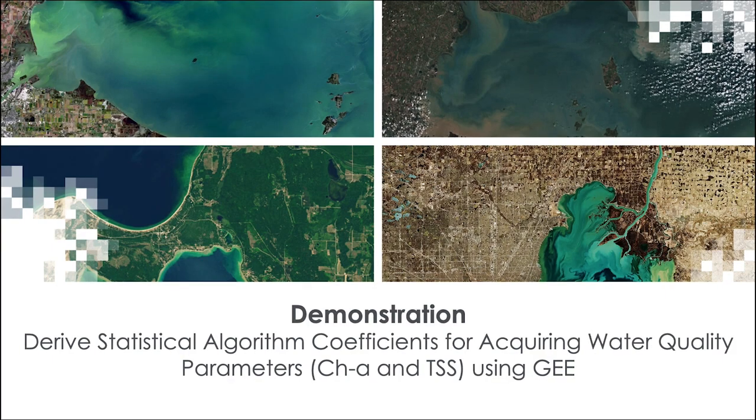Thank you so much, Sean, for the demonstration of deriving statistical algorithm coefficients for getting water quality parameters. And also, thank you for walking us through the script in GEE line by line. You will have a chance to work with the scripts and replicate some of the results and try on your own to change things and see how coefficients change or your results change.